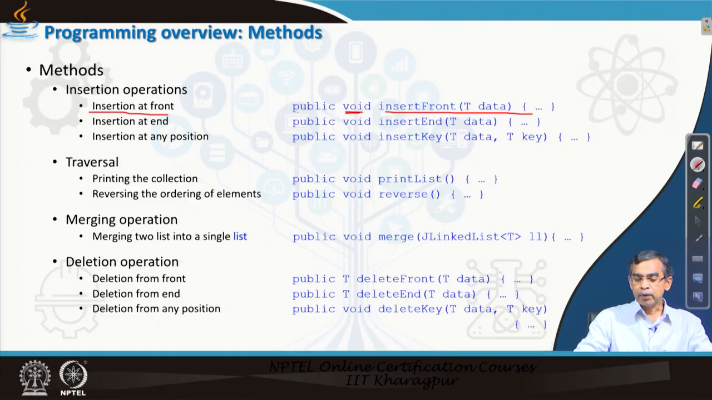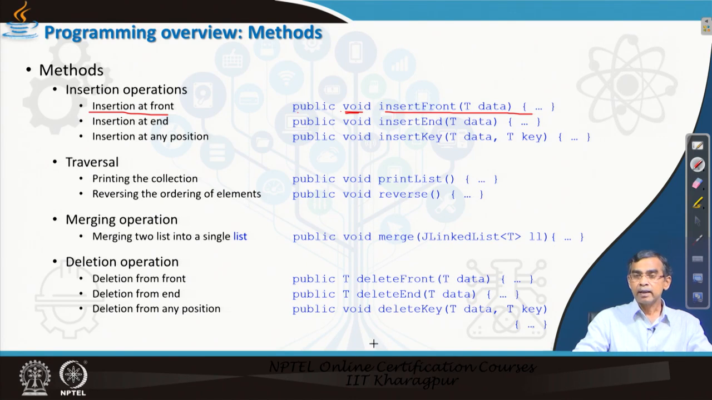Then, the return type: you see some methods return void, some return a value of some type. Because of the logic, insertion at front does not return anything, so it is void, and whenever you want to insert, you have to pass the data you want to insert. So, data is basically of type T. Like this, insert front is one of the different methods we have discussed.